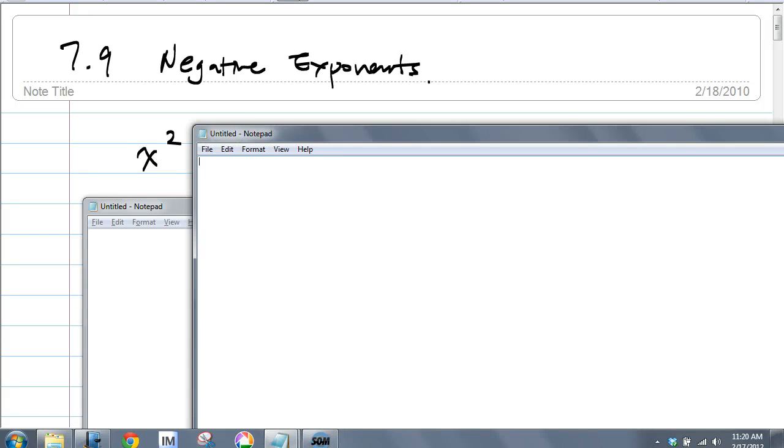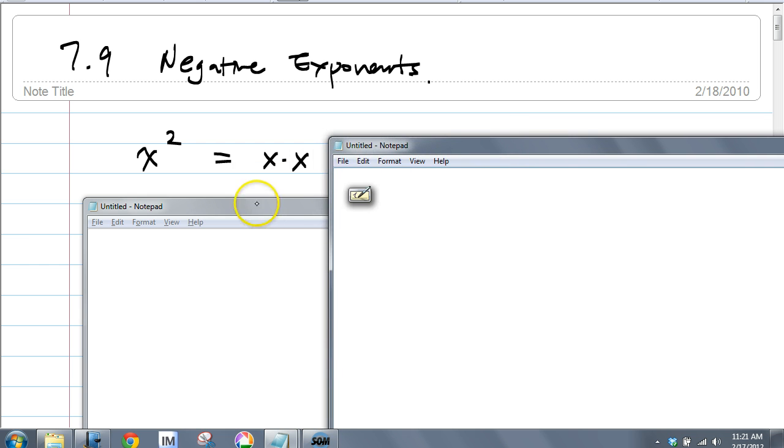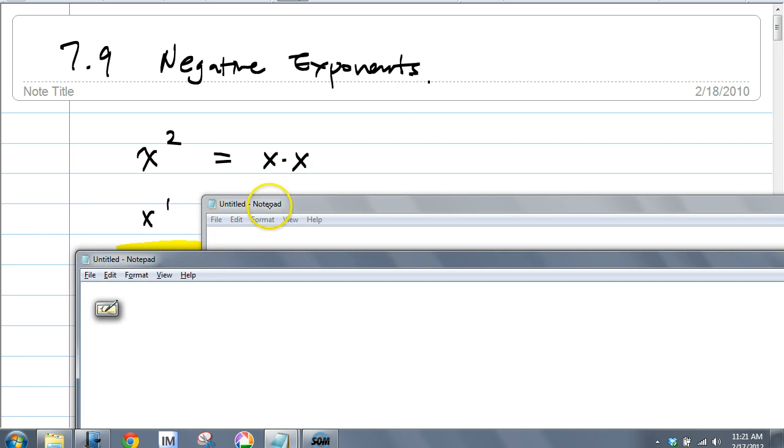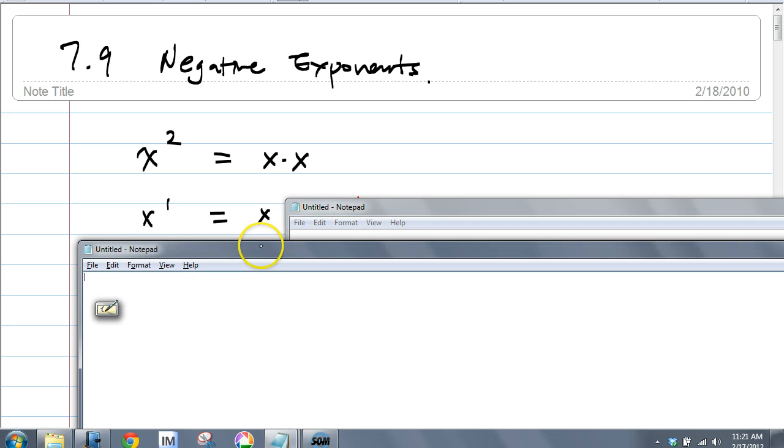So today we're going to talk about negative exponents. Some of you may remember this from intro. We talked about this, but let me remind you a little bit of how we get negative exponents and so forth. So first of all, if I have x to the second power, what does that mean? Yeah, that's correct. What about x to the first power? Yeah, just x. Now you see what I'm doing?